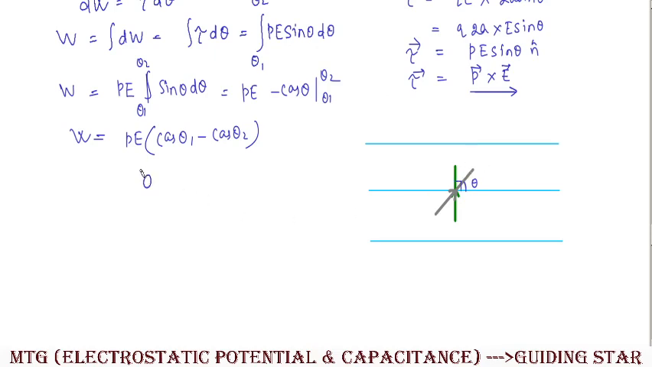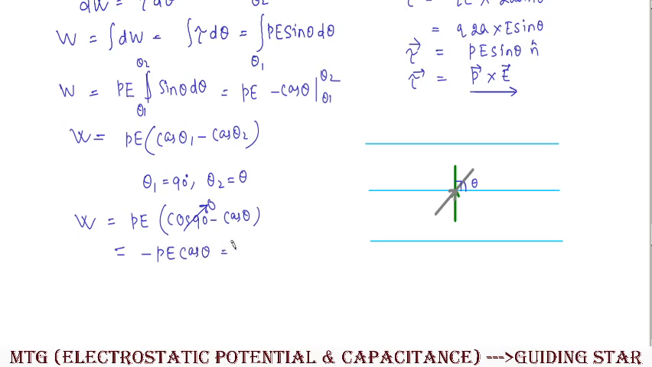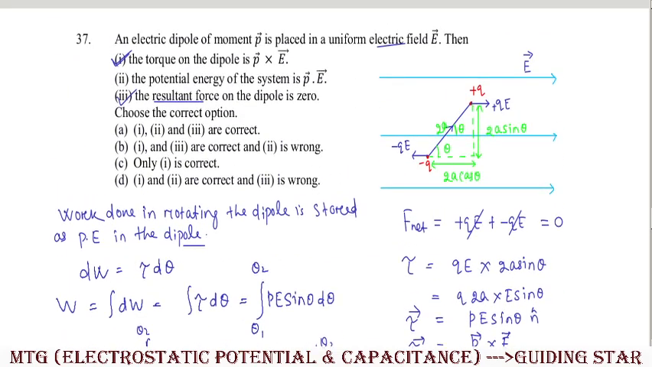Clear? So initially theta 1 is 90 degrees and theta 2, let it be theta. That means the work done will be pe cos 90, that is cos theta 1, minus cos theta. Cos 90 is 0, so we get pe minus pe cos theta. That means it is minus p bar dot e bar. So the potential energy of the dipole will be minus p dot e.